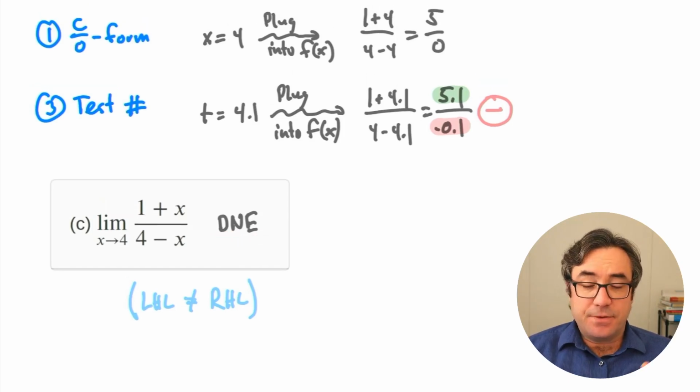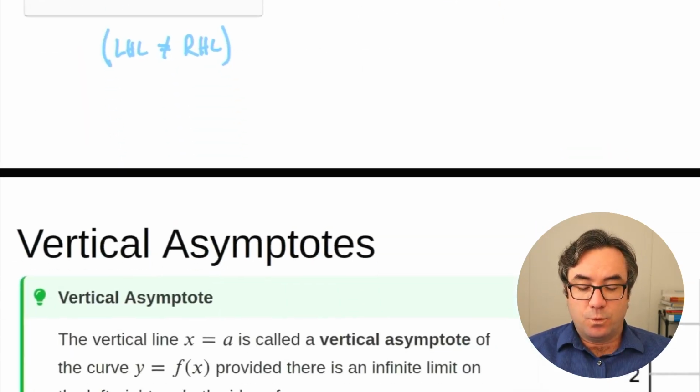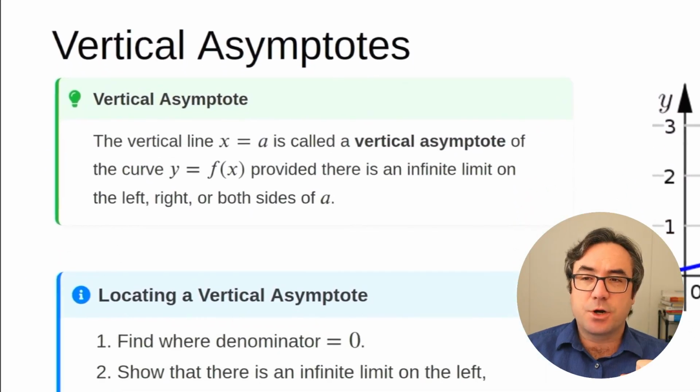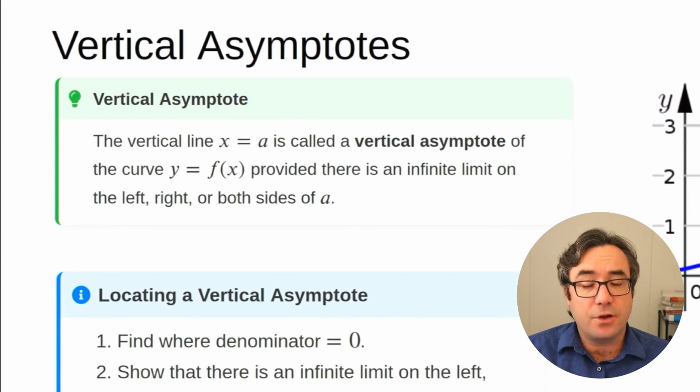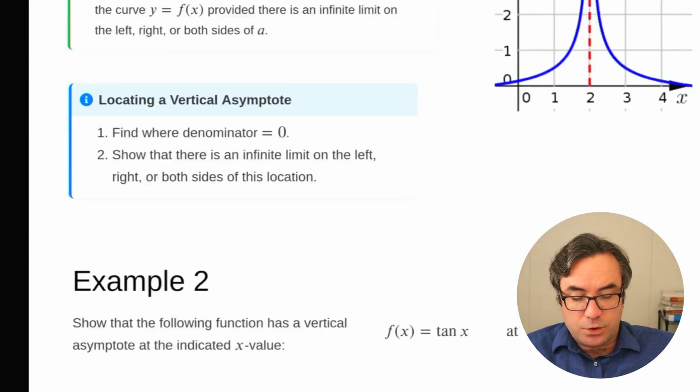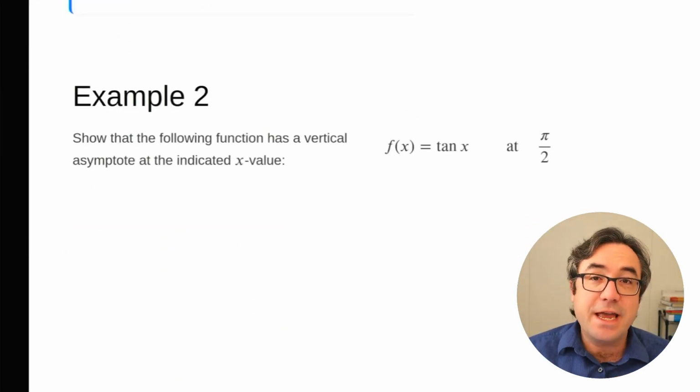All right, so that's really the idea with these infinite limits in c over 0 forms. So in class, we're going to look at how this relates to this graphical idea of vertical asymptotes, and then we'll try one more example involving a trig function.